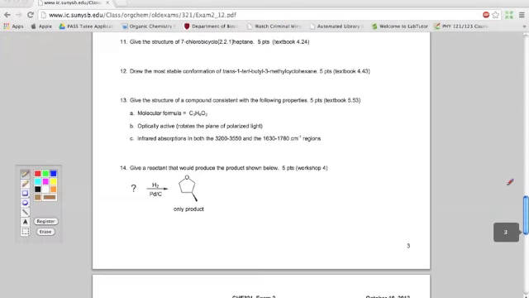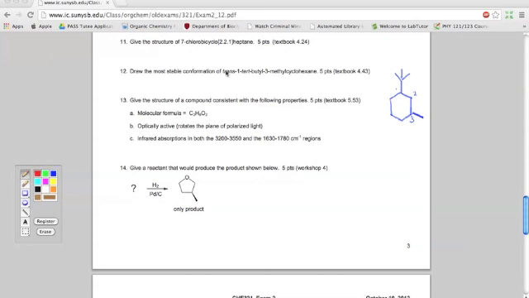Draw the most stable conformation of trans-1-tert-butyl-3-methylcyclohexane. Okay, so with this, you're going to want to draw the planar conformation first and then take it from the planar into the chair conformation, because chair conformation is going to be the most stable conformation for that. So this is my cyclohexane, and I have a tert-butyl coming off on carbon 1, and I have a 3-methyl, so this is carbon 1, 2, 3, and this is the 3-methyl cyclohexane.